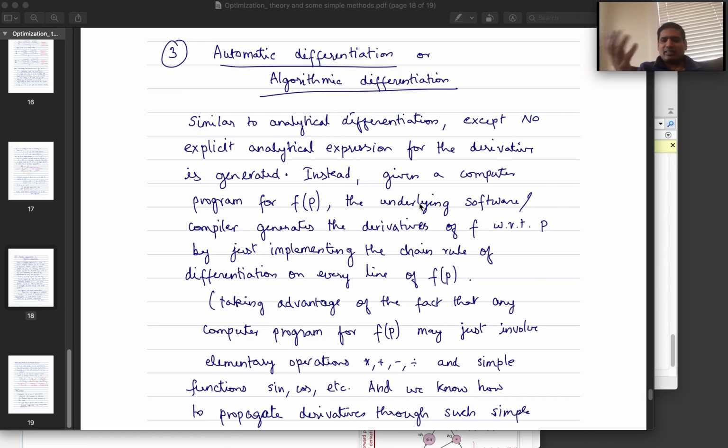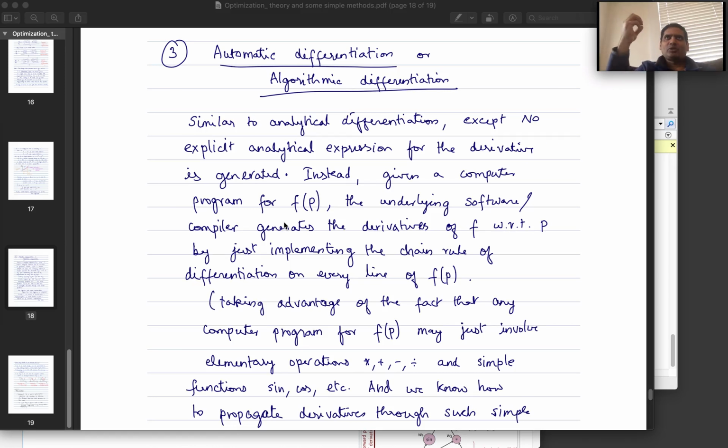Instead, roughly, given a computer program for computing, say, f of p, the underlying software, say MATLAB or an automatic differentiation toolbox, will essentially generate effectively either another program or another sequence of steps that generates the derivatives of f with respect to p. And it does that by essentially implementing the chain rule of differentiation on every line of f of p.